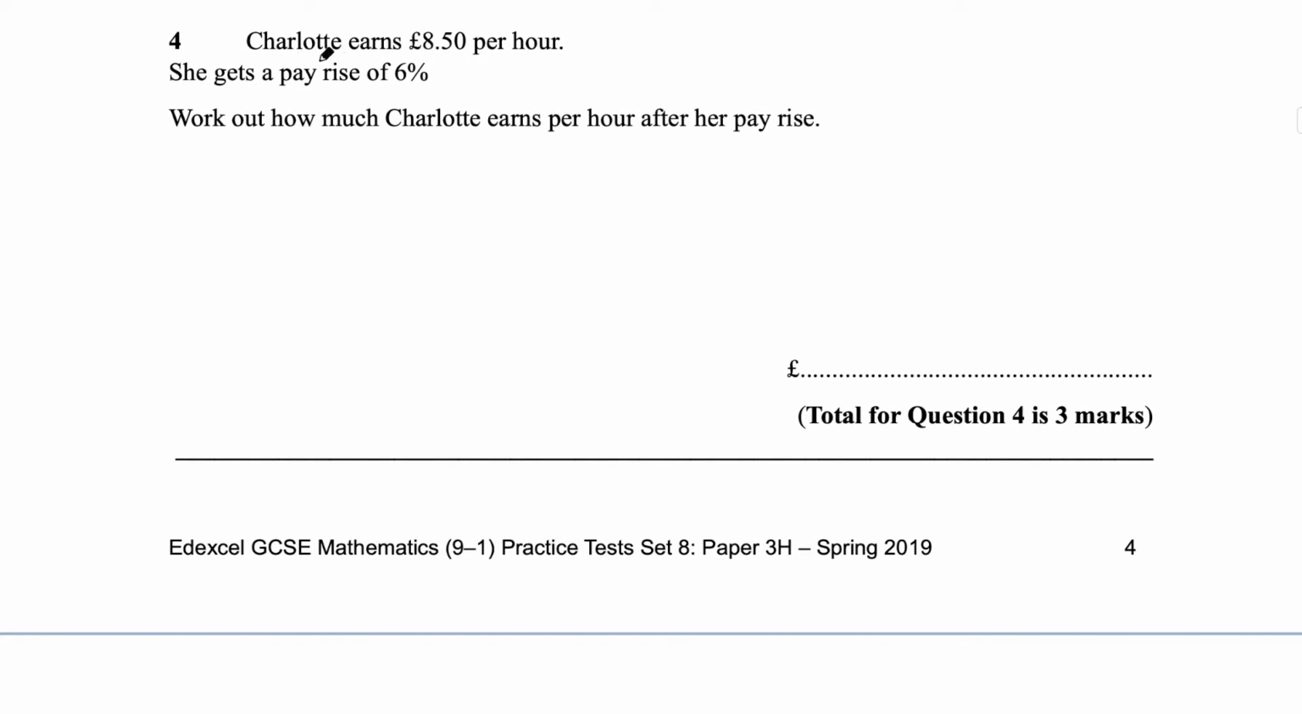Question 4 says Charlotte earns $8.50 per hour. She gets a pay rise of 6%. Work out how much Charlotte earns per hour after her pay rise.